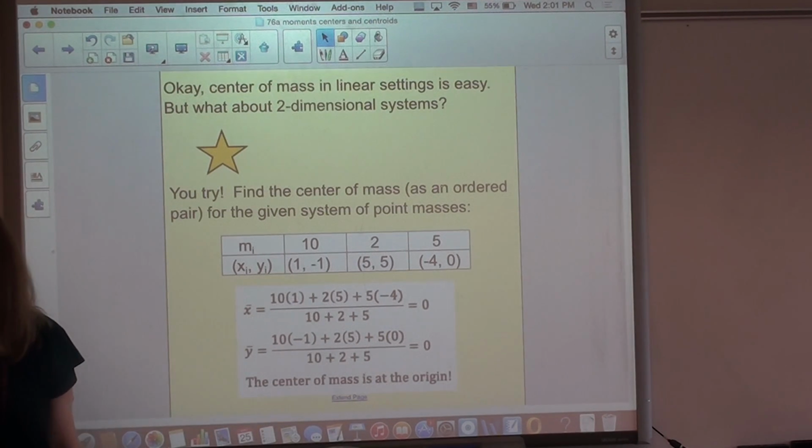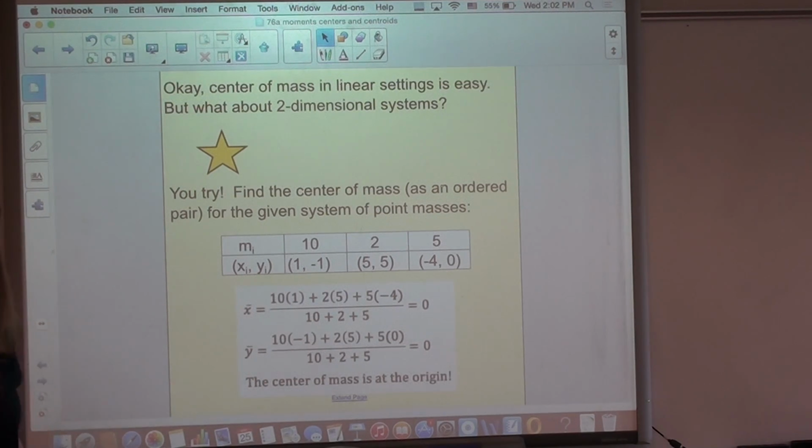Could you just guess? I got 0 on every single one, and then I was like, that can't be right. Yep, it was right. Be confident. Okay, yeah, so when you need to do 2 dimensions, you just do the X's and the Y's separately.